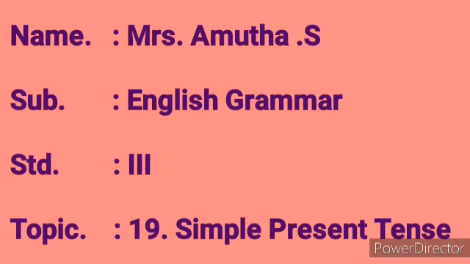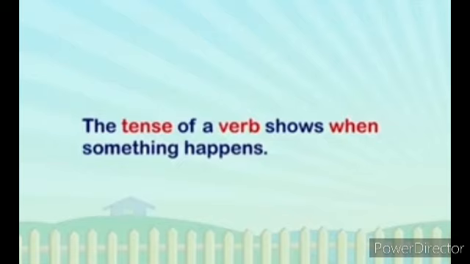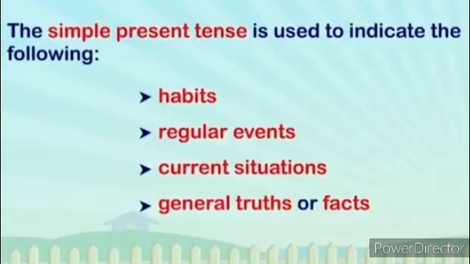Subject: English Grammar, Standard 3rd. Topic: Simple Present Tense. The tense of a verb shows when something happens. The simple present tense is used to indicate the following: habits, regular events, current situations, general truths or facts.